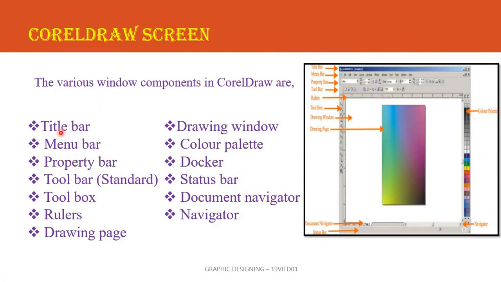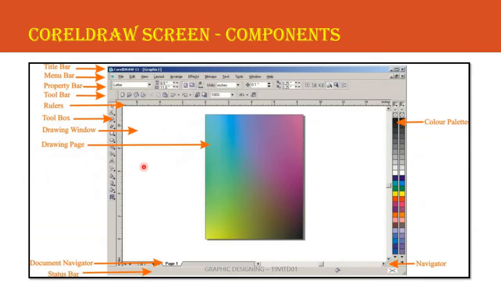The components of the CorelDraw screen are title bar, menu bar, property bar, toolbar, rulers, toolbox, drawing window, drawing page, document navigator, status bar, color palette and navigator. Let us see that screen closer and then I will explain one by one in an easier manner. Girls, see the screen very closely.